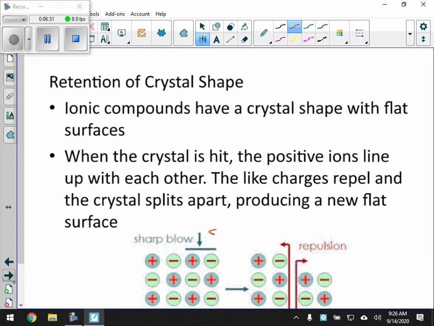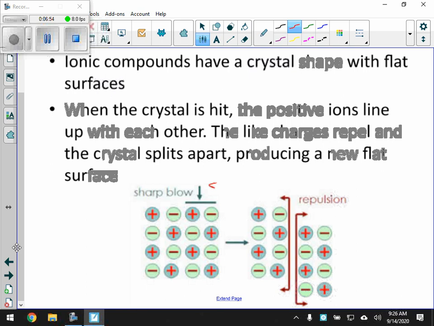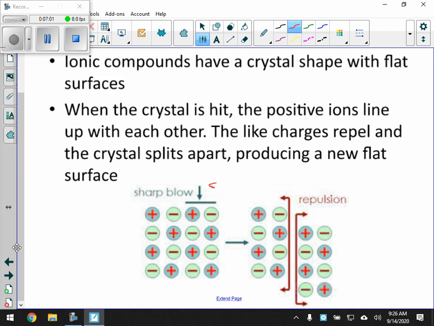Next, retention of the crystal shape. Ionic compounds have what we call a crystal shape, sometimes called a crystal lattice, with flat surfaces. When the crystal is hit, like charges will start to line up with one another, and they will start to repel each other. And when that happens, the crystal splits apart, producing a new flat surface. So you guys can go ahead and draw that there. In the space below, sketch what this looks like.